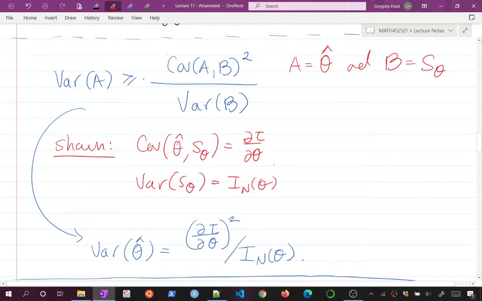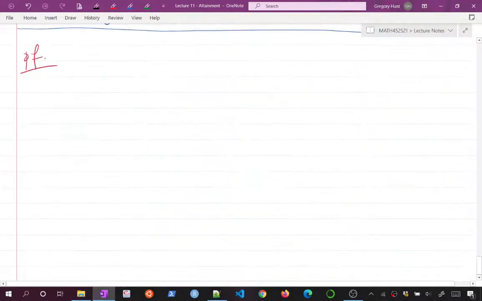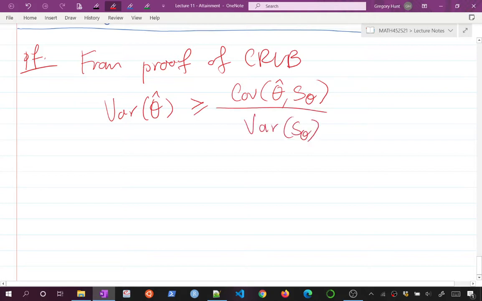Let's just rewrite it. From the proof of the CRLB, what we had basically shown is that the variance of theta hat is bigger than or equal to the covariance between theta hat and our score over the variance of our score. Now, this is a greater than or equal to sign, and the theorem that we want to prove now is about when it's equal.